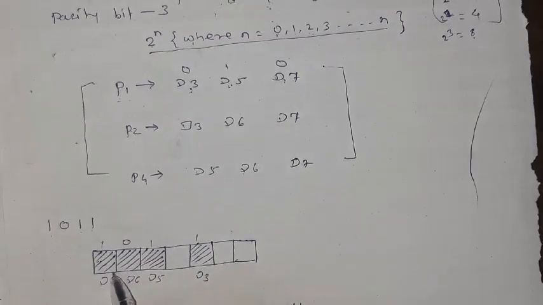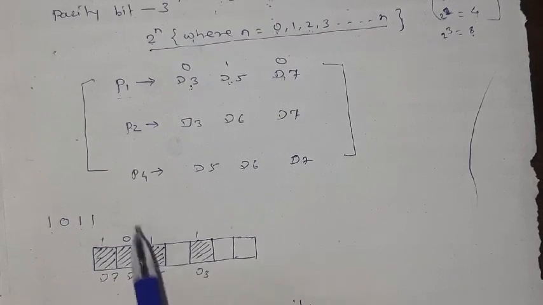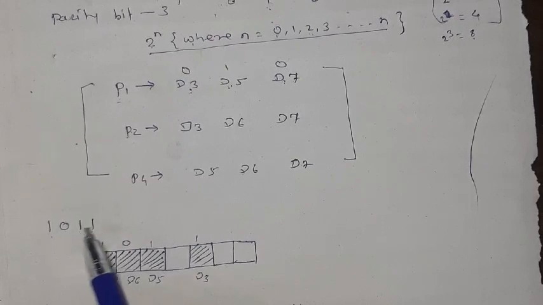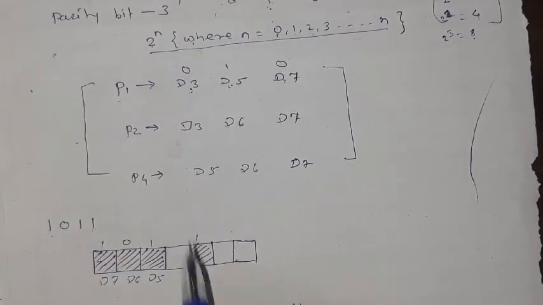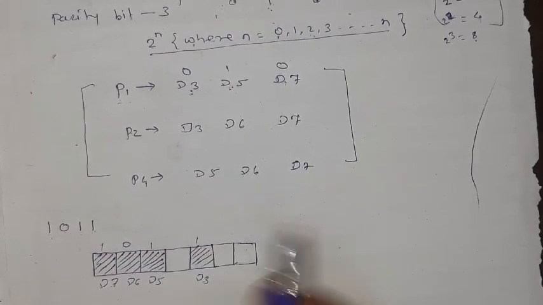Suppose here we have data bits 1011. So draw the 7-bit block like I drew here and give the numbers. This is D7, D6, D5 and this is D3. Clear? The positions of D3, D5, D6 and D7. Okay, and these are the positions of P1, P2 and P4.